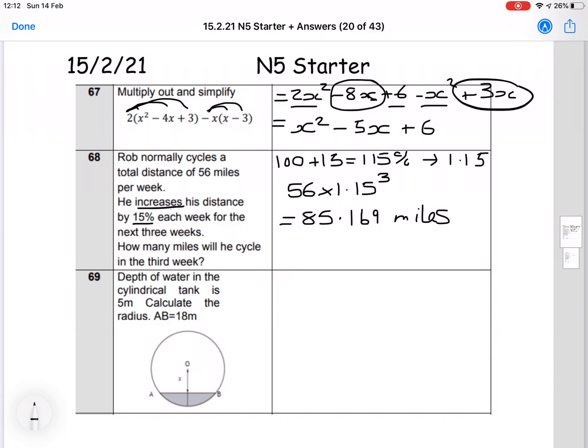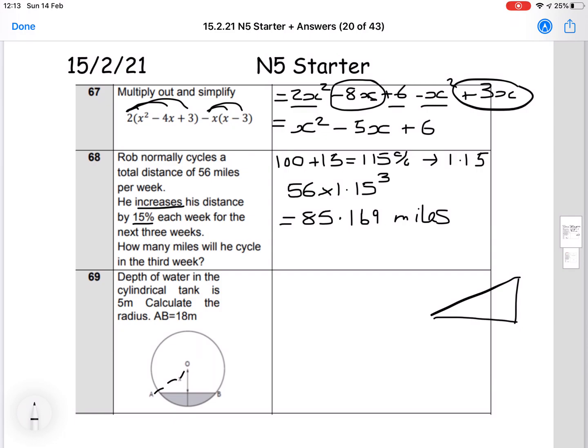Okay, question 69, we have here the depth of the water in this cylindrical tank is 5 metres. Calculate the radius, and we're told that A to B is 18 metres across. So what I'm going to do first of all is just take a triangle out of this. Okay, this style of question is a Pythagoras question. You'll recognise this as you work through various different revision materials. So you have your triangle sort of like that.